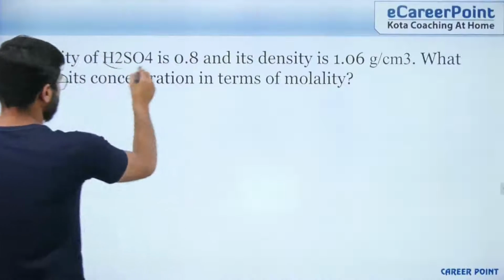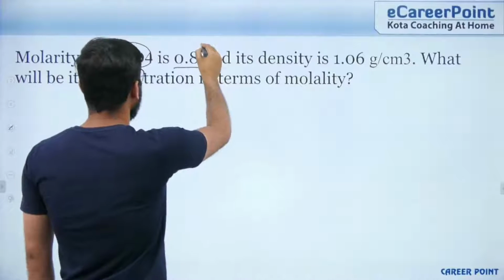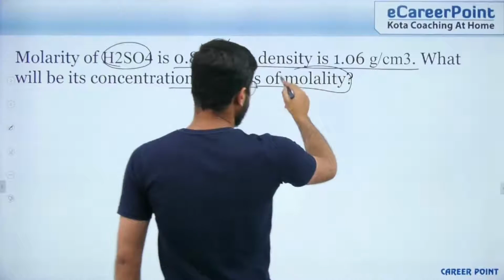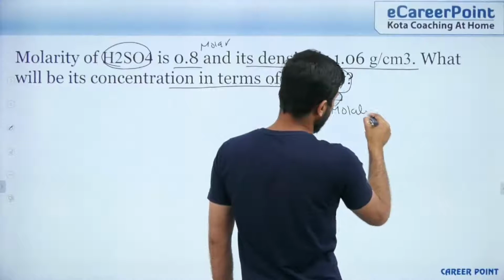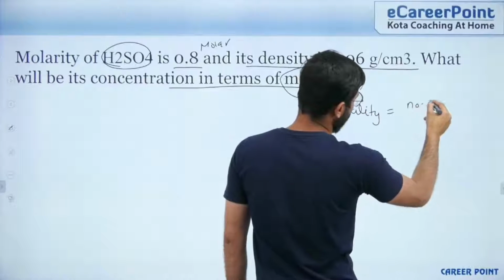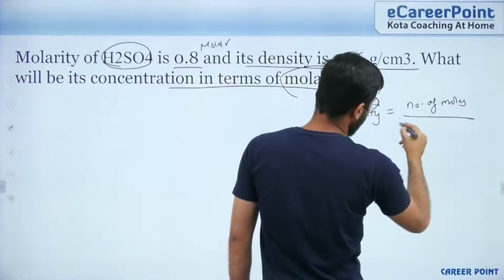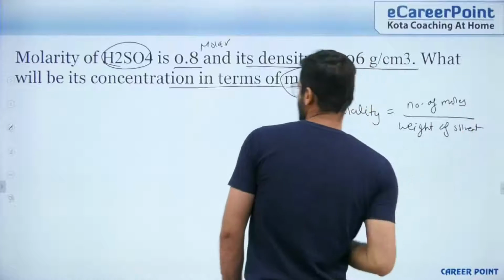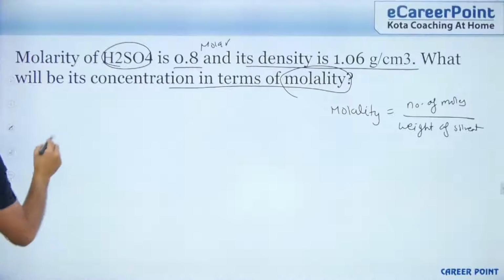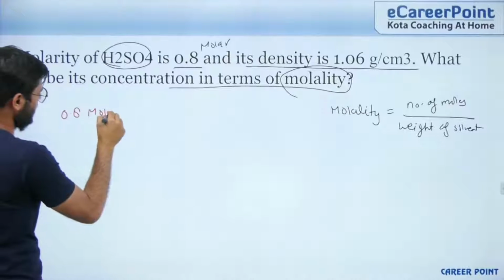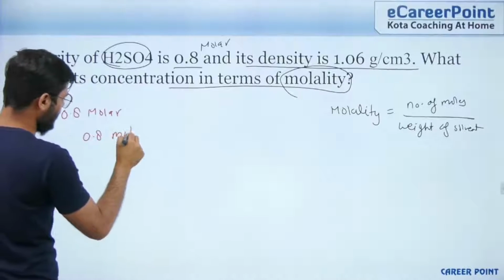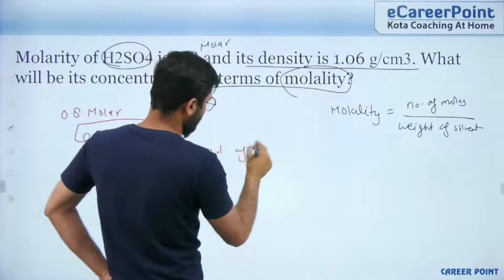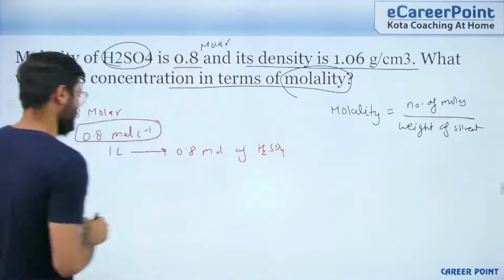Now the molarity of H2SO4 is 0.8 molar, and the density is given. What is the concentration in terms of molality? So what is molality? Molality is number of moles upon weight of solvent. So how will you do it? 0.8 molar is 0.8 mole per liter. So 1 liter contains 0.8 mole of H2SO4.